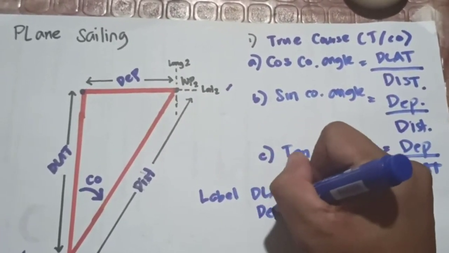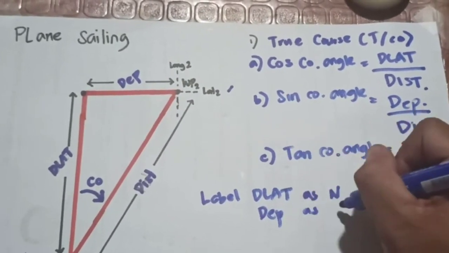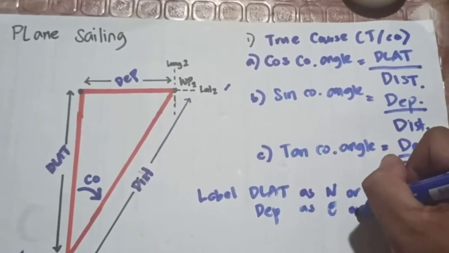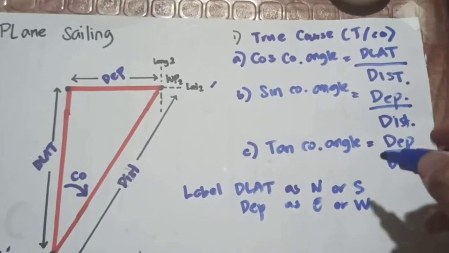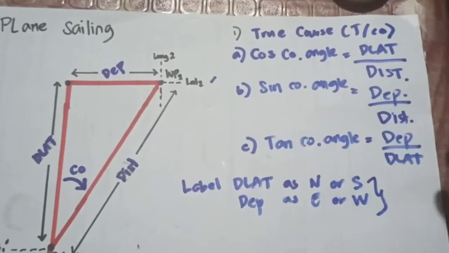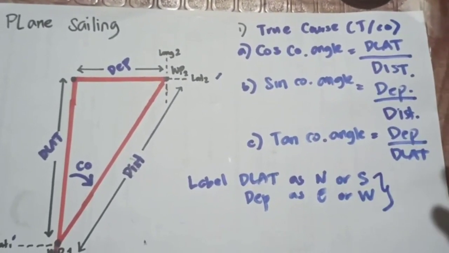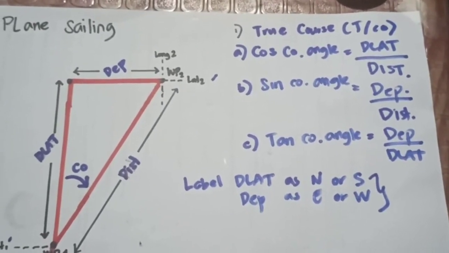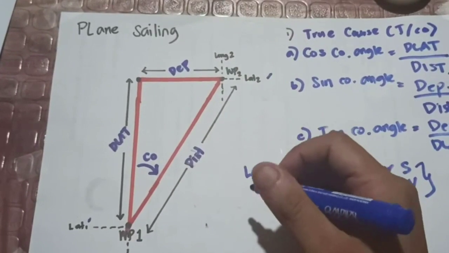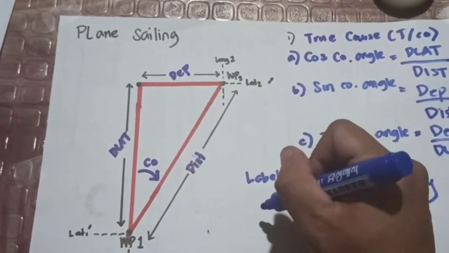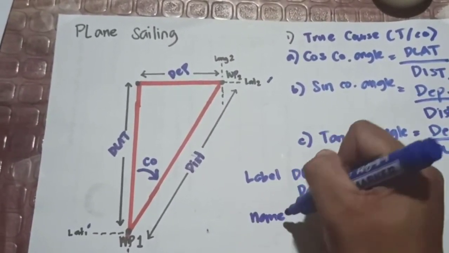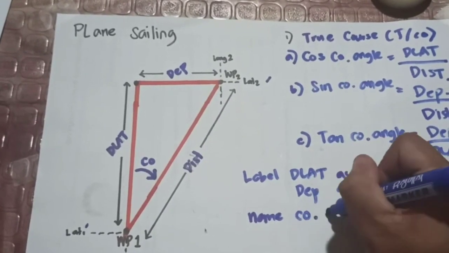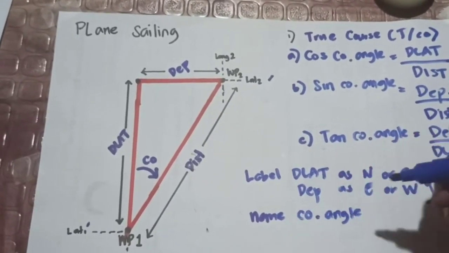Next is number 2. Look for distance. Distance equals delat divided by cosine course angle. Next is number 3. Look for delat. Delat equals distance times cosine course angle. And the last one is departure. Departure equals distance times sine course angle. These are the four formulas of plain sailing.